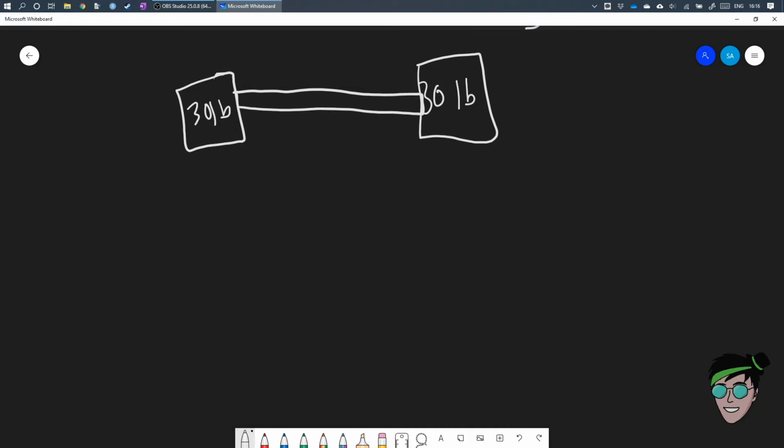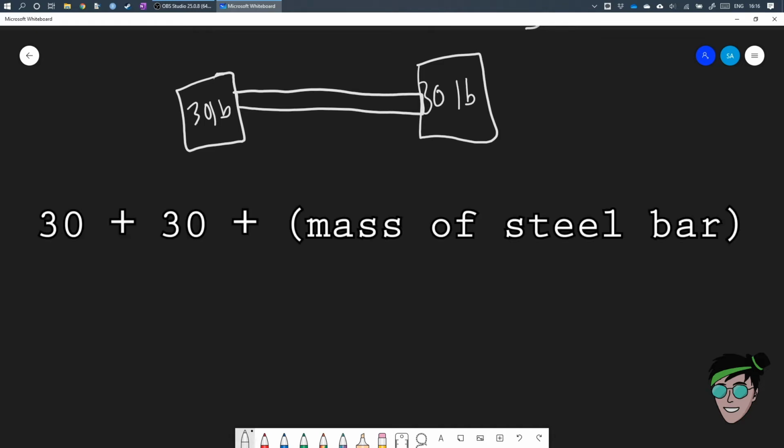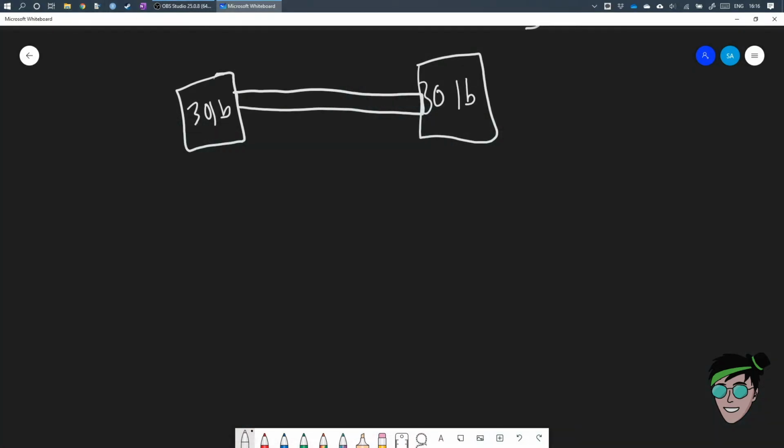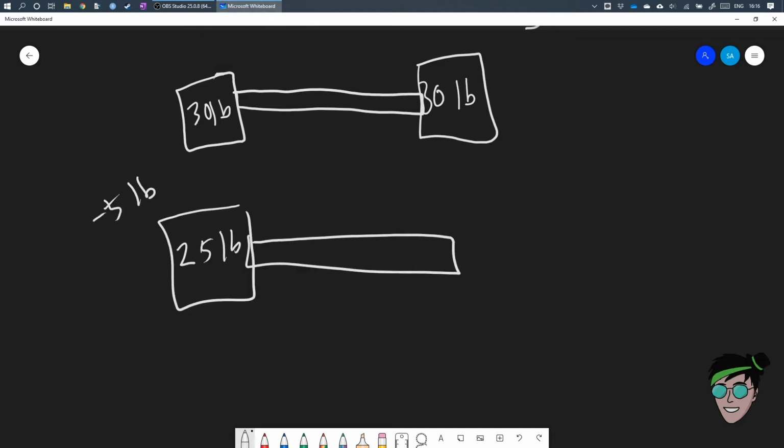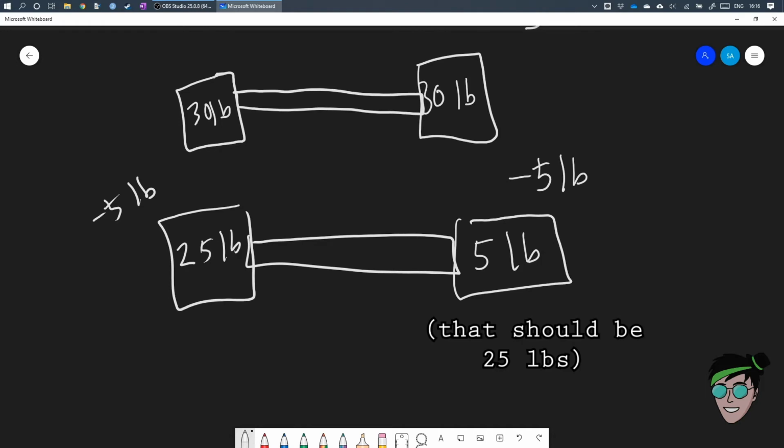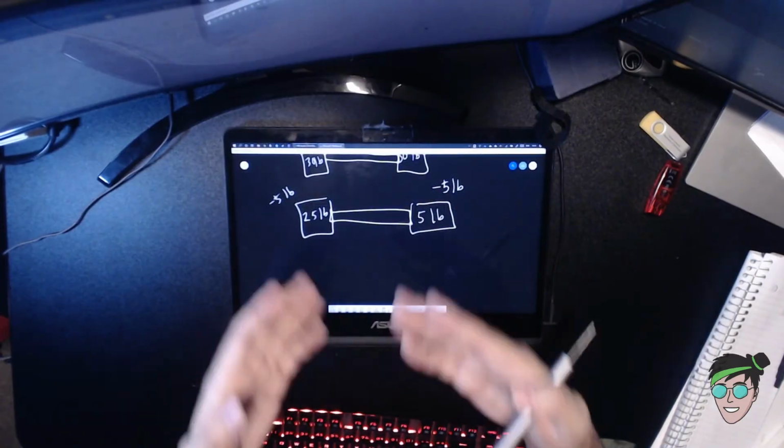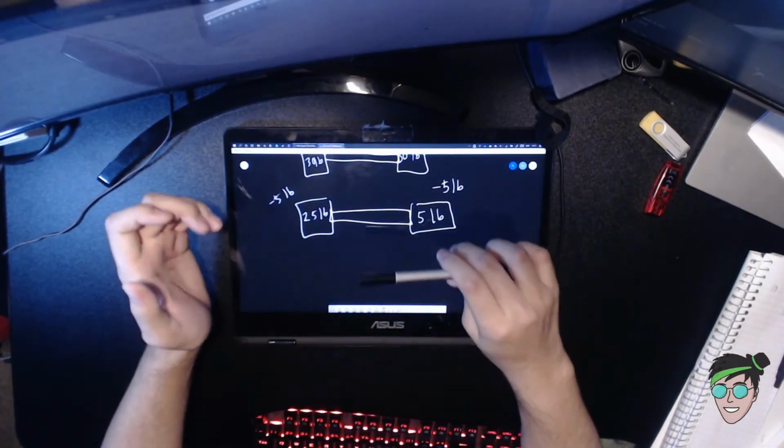But if you're weak, like me, and can't lift 60 plus pounds of weight because the steel bar is not massless, duh, you might consider taking off some of the weights. So here's the deal. We'll take off a few pounds from the left side, like 5 pounds. But in order to balance the whole thing, we also have to take off 5 pounds from the right side. When we do this to steel bars, we can call this balancing the weight.